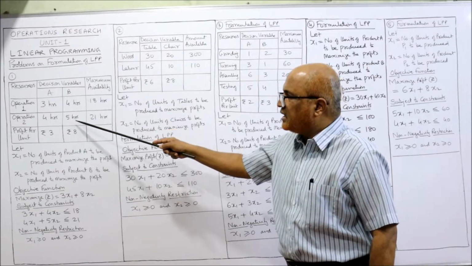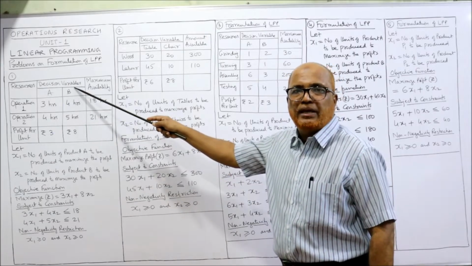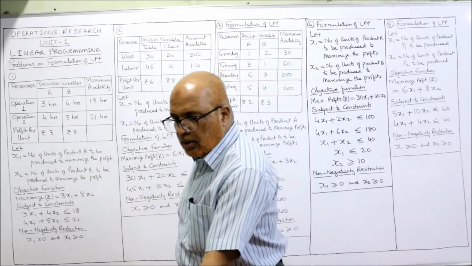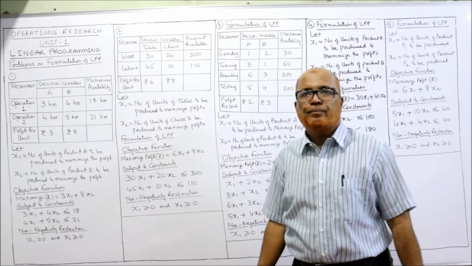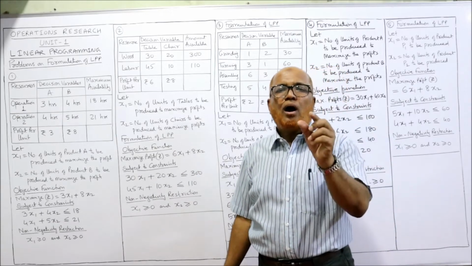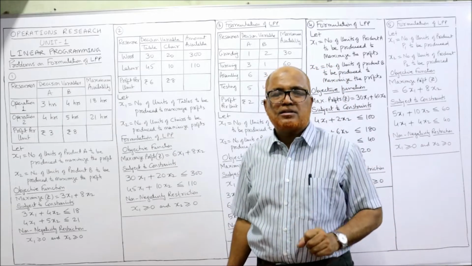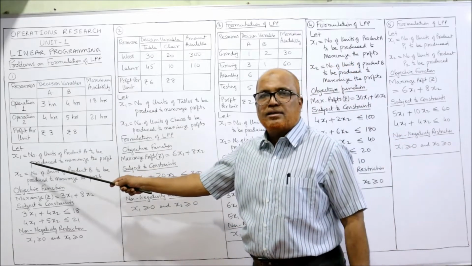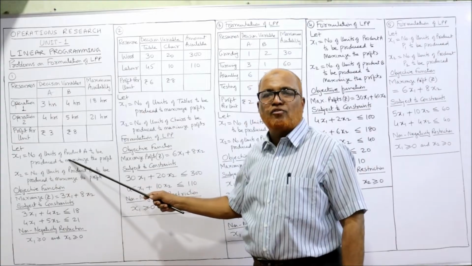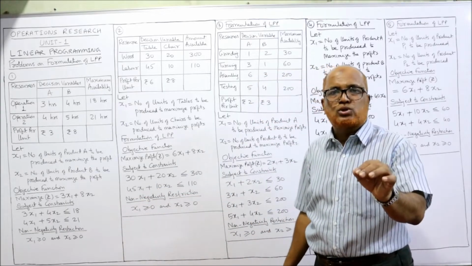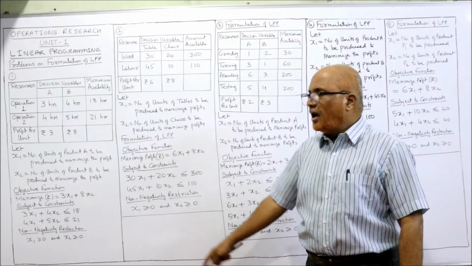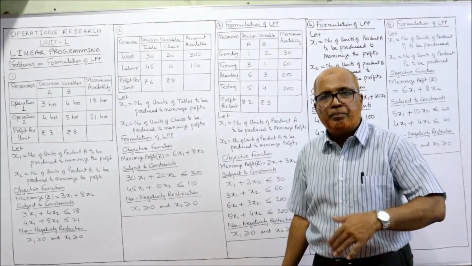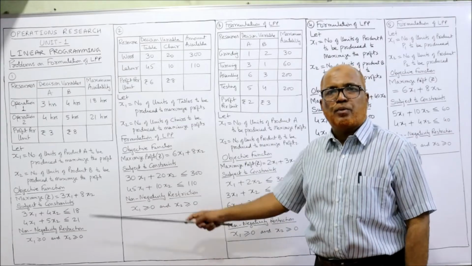This is 4 hours and this is 5 hours for product B to make 1 unit. That's all. Now we have put all the complete data in this table. What we have to find out is how many units of A product and how many units of B product we have to manufacture. So let X1 be the number of units of product A to be produced to maximize the profit, and X2 the number of units of product B to be produced to maximize the profit.